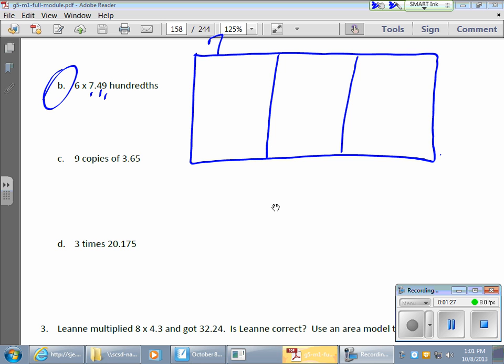So in my first area, I have 7 ones. My second area, I have 4/10. And in the third area, I have 9 hundredths. So far, so good. Now this 6 means, over here, I need 6 of each of these areas. And what that looks like is I need a 6 times a 7, basically. And I'm going to do a 6 times a 4. And I'm going to do a 6 times a 9.